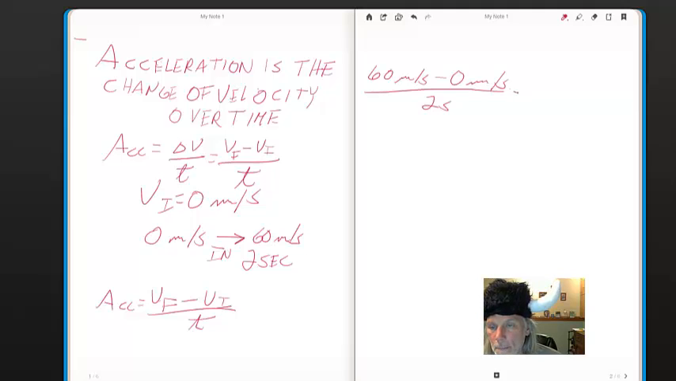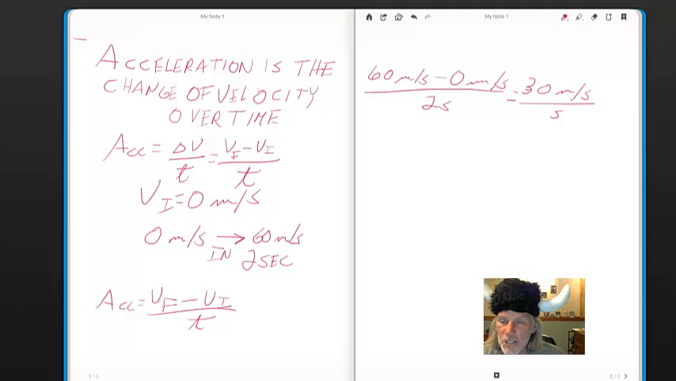So if we do the math here, 60 minus 0 is 60, divided by 2 is 30 meters per second. So what it's saying is we accelerated 30 meters per second every second.